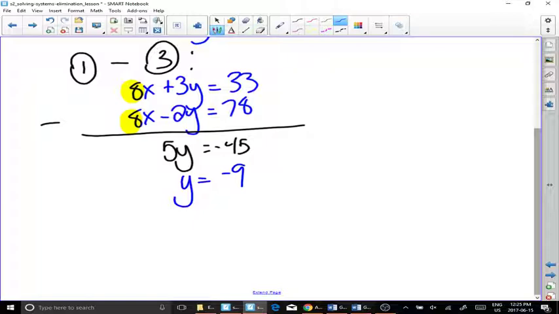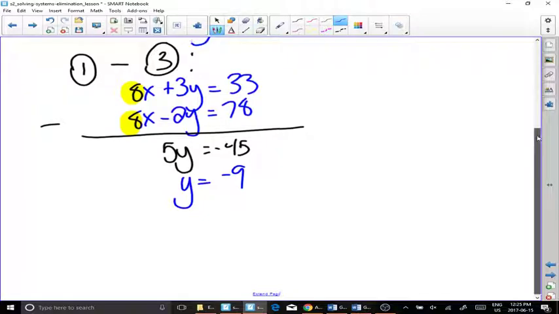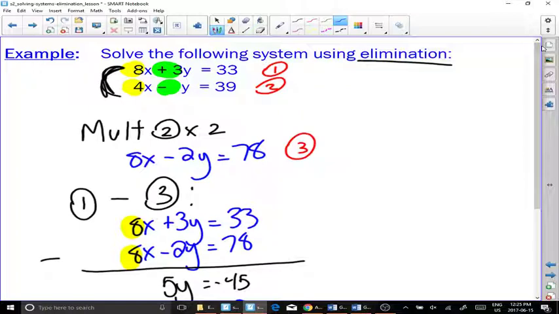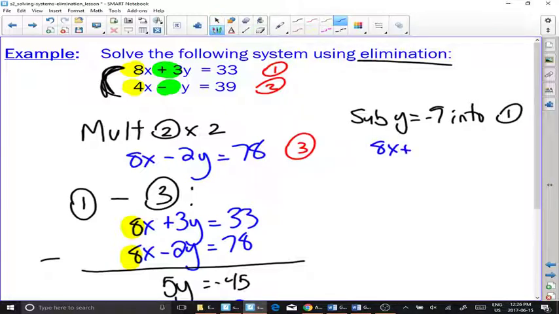Now we need to find out what x is. So we need to substitute y equals -9 into one of the original equations. Doesn't matter which one. So sub y equals -9 into equation 1. Equation 1 is 8x plus 3y, which is now negative 9, that equals 33.